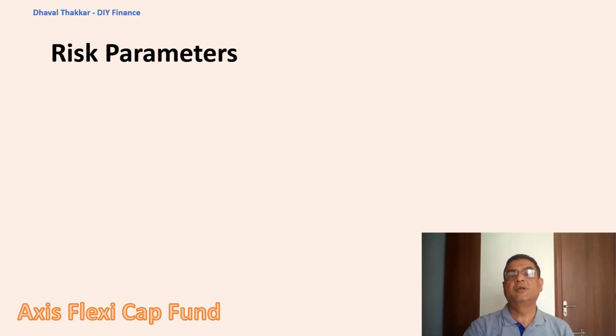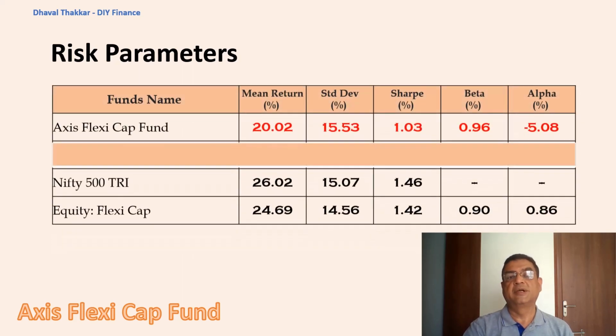Here, we'll compare the parameters with the benchmark index and the category average. First one, the mean returns, that is, the average returns in a year, which is 20.02, which is less than both the category average and the benchmark. Here, the higher the value, the better.